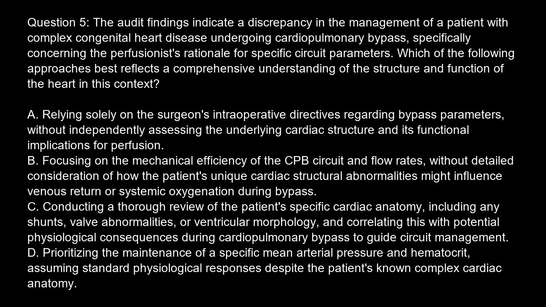Option C. Conducting a thorough review of the patient's specific cardiac anatomy, including any shunts, valve abnormalities, or ventricular morphology, and correlating this with potential physiological consequences during cardiopulmonary bypass to guide circuit management. Option D. Prioritizing the maintenance of a specific mean arterial pressure and hematocrit, assuming standard physiological responses despite the patient's known complex cardiac anatomy.